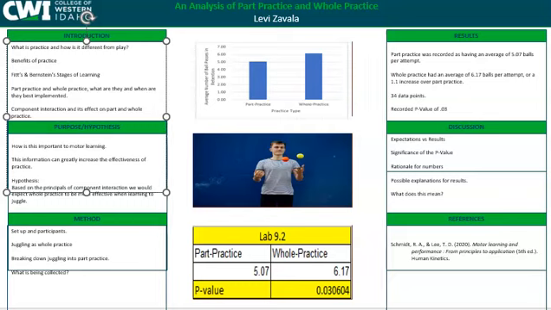Hello, everybody. Today we're going to be talking about an analysis of part practice and whole practice. To understand this topic, we're going to have to talk about what is practice and how is it different from play. Practice is specifically something that is structured and designed to improve ability at a skill. The benefits of practice are showing improvement during play.